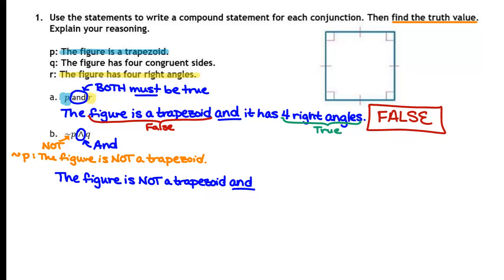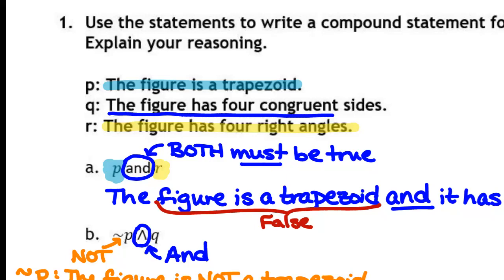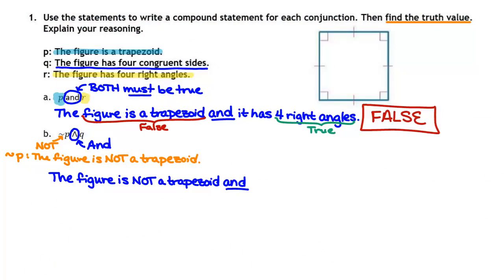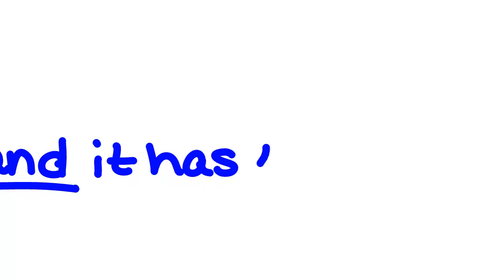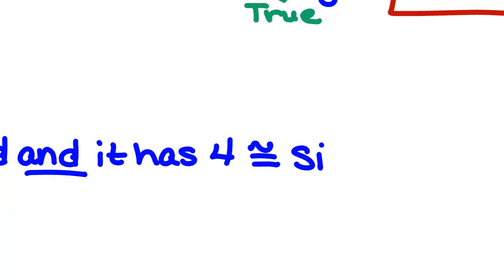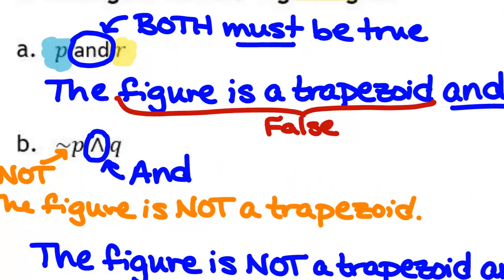what is statement Q? The figure has 4 congruent sides. So I can write that after my and. The figure has 4 congruent sides. Or I can say it has 4 congruent sides. Because it says and, I need both to be true.